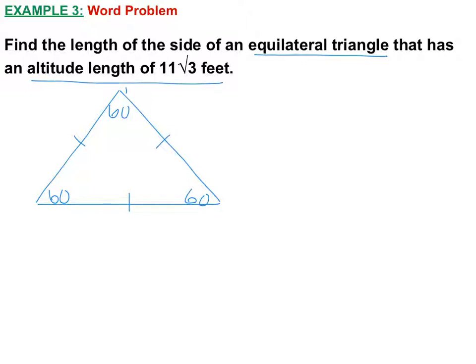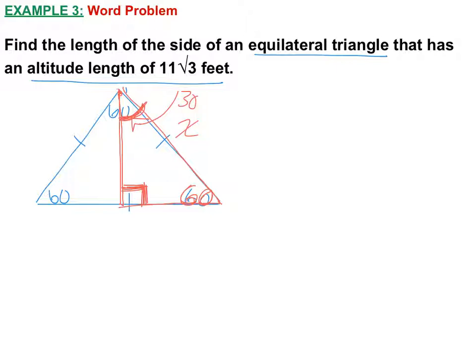Then we're given the altitude length. Remember that the altitude is drawn from the top down to the other side, and the altitude has the 90 degrees. So we've just created a triangle that we can work with. We need to find the side of the equilateral triangle, so we need to find x. So we now have a 90-degree angle. We have a 60-degree angle, and that would make this angle right here, not the whole thing, just that one, 30 degrees. So we have a 30, 60, 90 triangle.